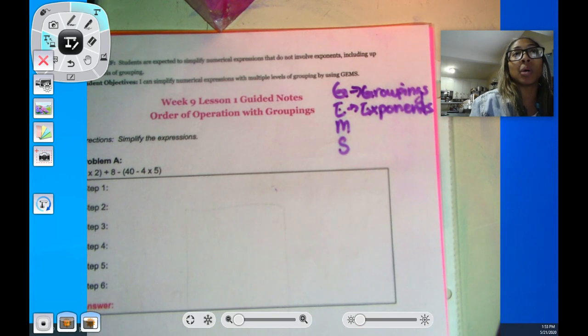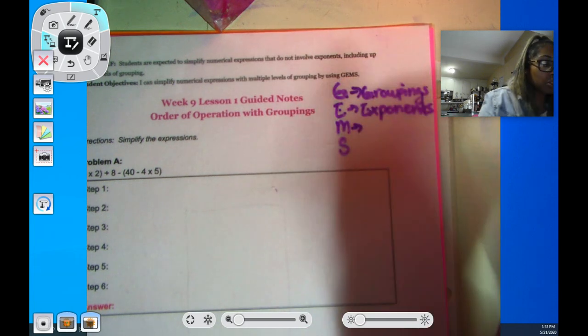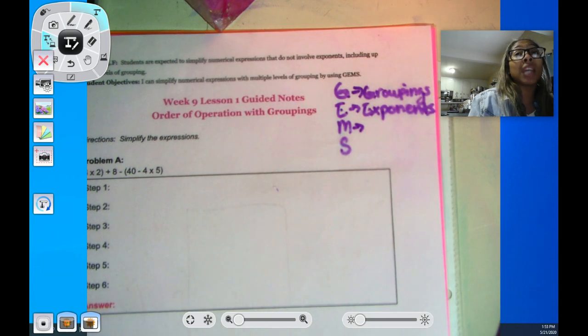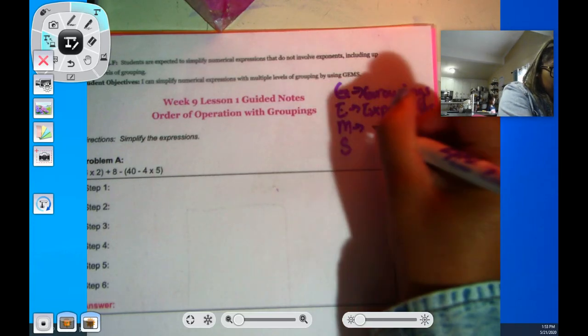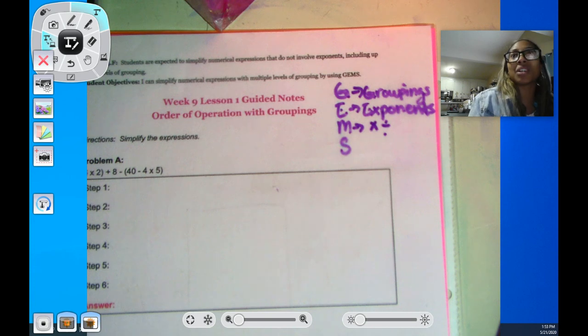The E stands for exponents. Now, we don't have to worry about this now in 5th grade. However, in 6th grade, you will definitely have exponents in your order of operations problems. The next step that we do is either multiplication or division. Now, we do whichever comes first in order from left to right.